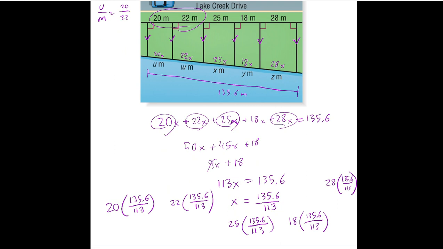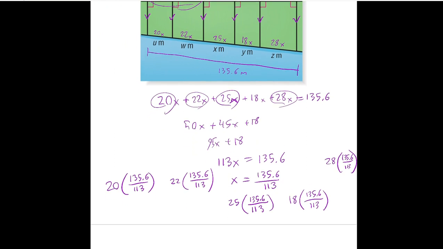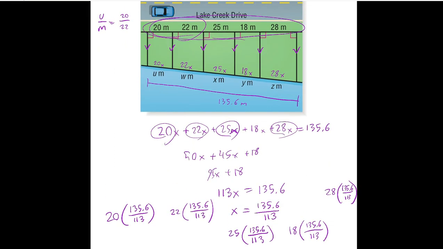So you can go ahead and punch those all into a calculator. But that's the big idea: whatever ratio is on the top is the same ratio as the bottom. And so then we just say, well, if we know it adds up to 135.6, how do we cut it into that extended ratio? Simply add up 20 parts plus 22 parts, and so on. See how much each part is. Oh, each part is 1 point something. So 20 times 1 point something, 22 times 1 point something.